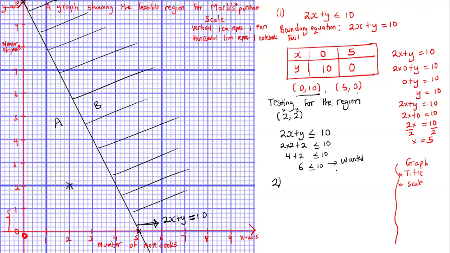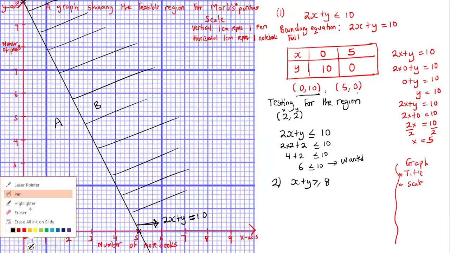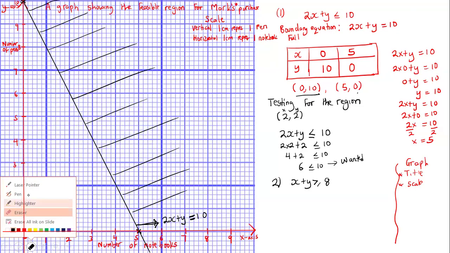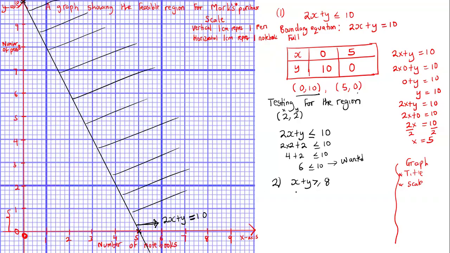Our second equation we had was x plus y is greater than or equal to 8. Allow me to first move these letters. Now, our boundary equation is going to be x plus y is equal to 8. Then still, I'm going to come up with a simple table. In my table here, still I write x and I write y.